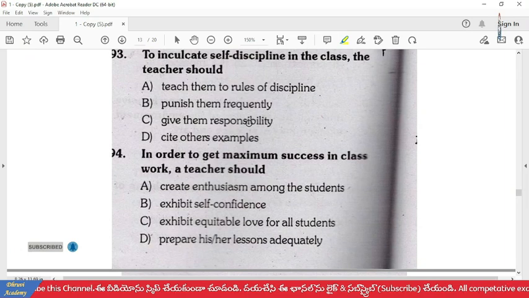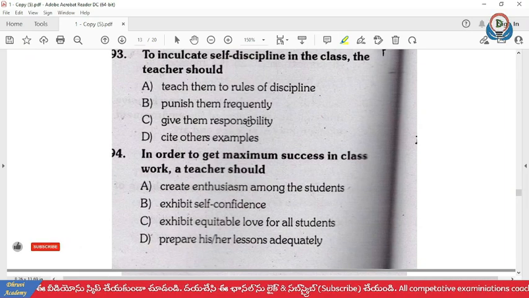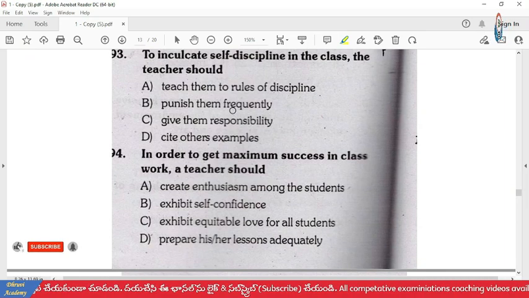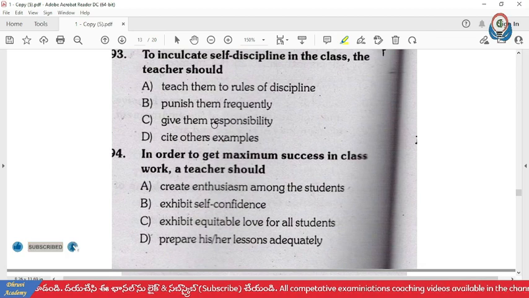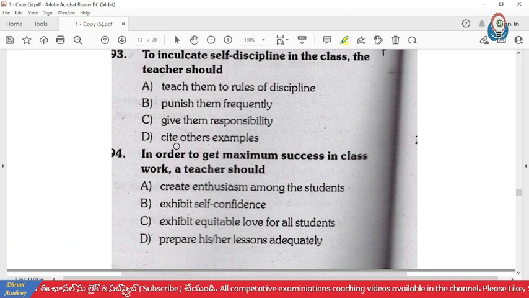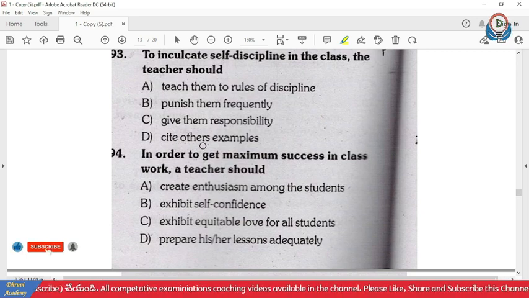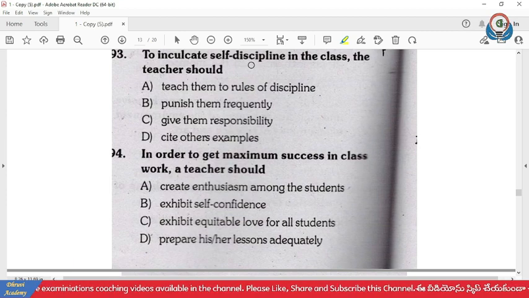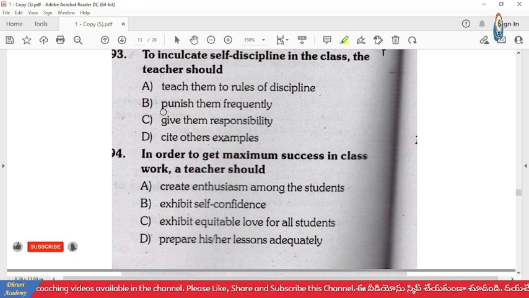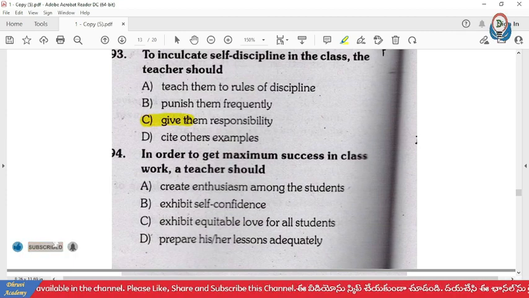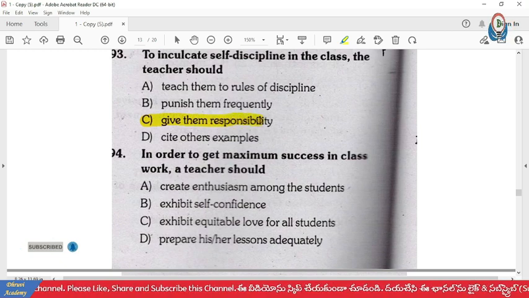To inculcate self-discipline in the class, the teacher should teach them the rules of discipline, punish them frequently, C. Give them responsibility, D. Cite others' examples. To give self-discipline in the classroom, the teacher should give them responsibility. This is the right answer.